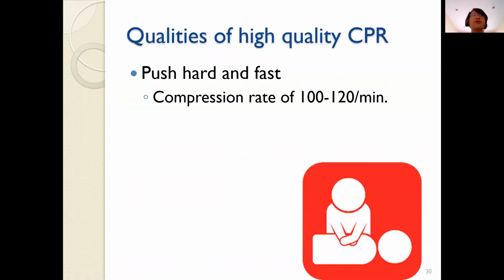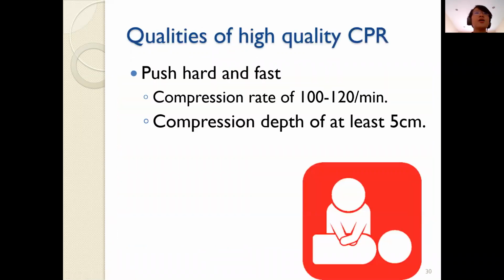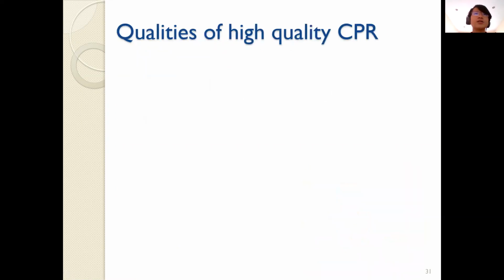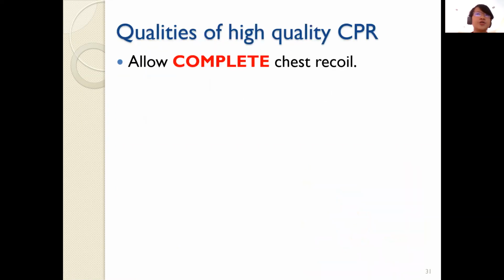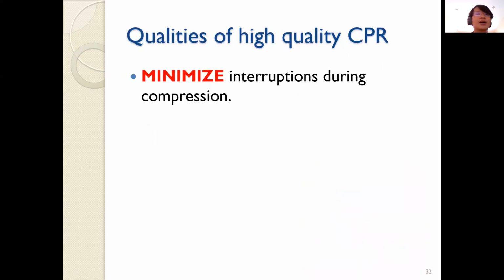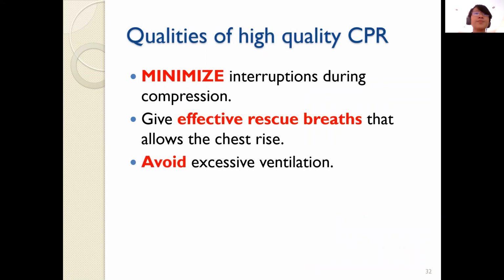Now, remember, the qualities of high quality CPR are: push hard and fast, allow complete chest recoil, as well as minimizing interruptions during compression. Any questions so far?